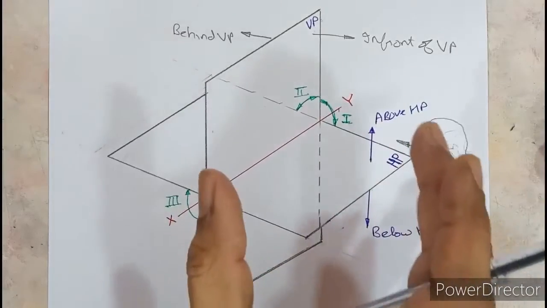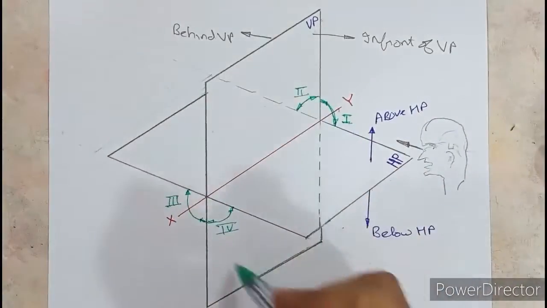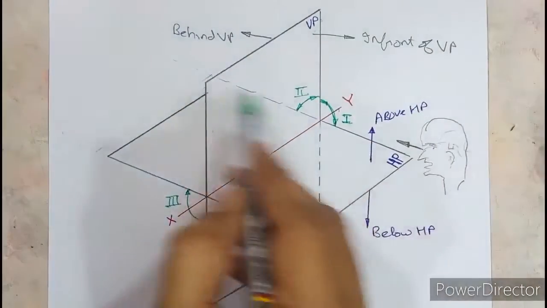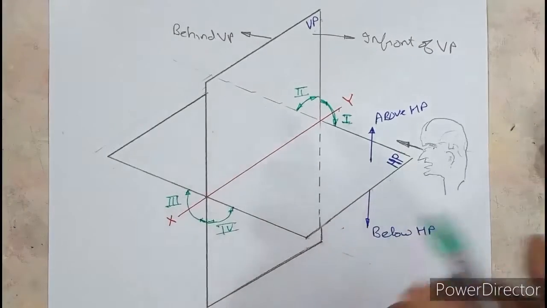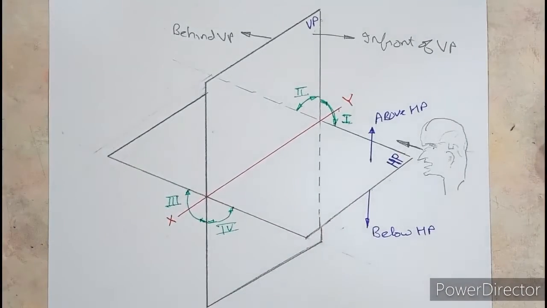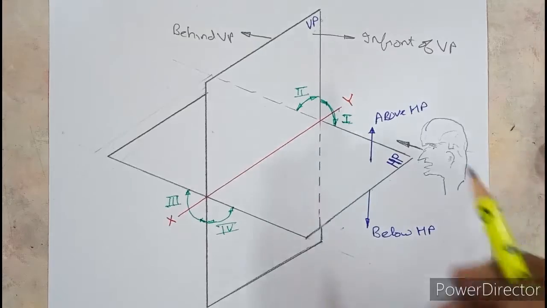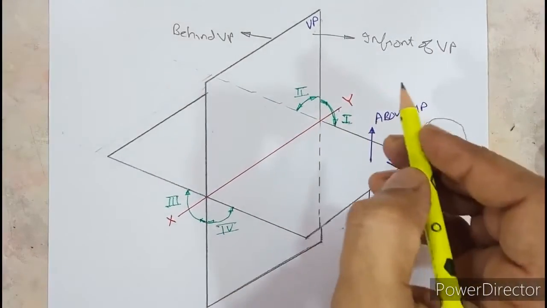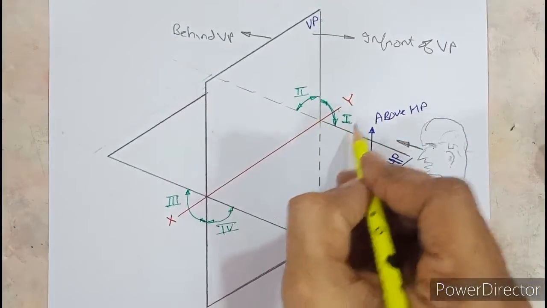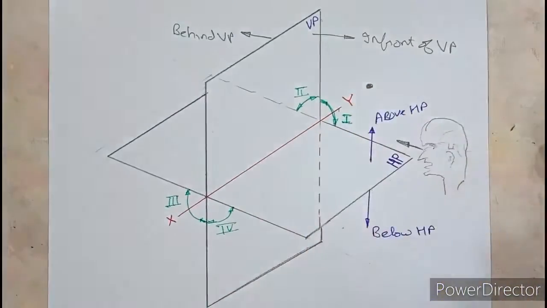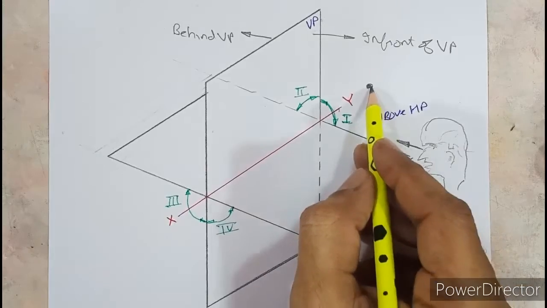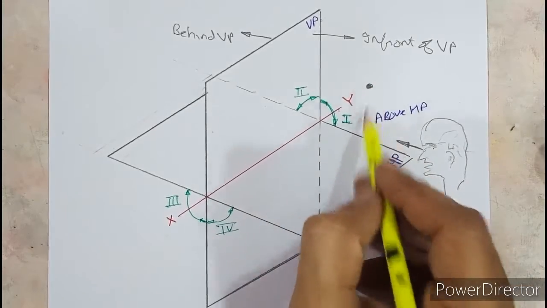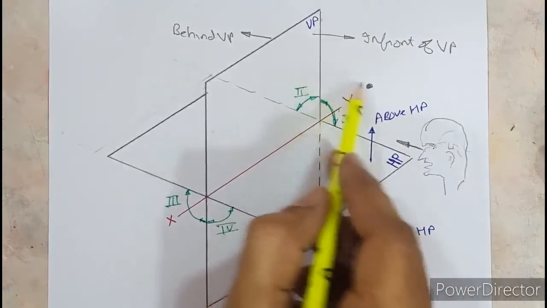The very important thing for projection of a line is what? With respect to VP, it is in front or behind. With respect to HP, it is above HP or below HP. We know that whenever you place an object in the first quadrant, let the object be in the form of a point. If you place it in the first quadrant, you should say this object is above HP and in front of VP.